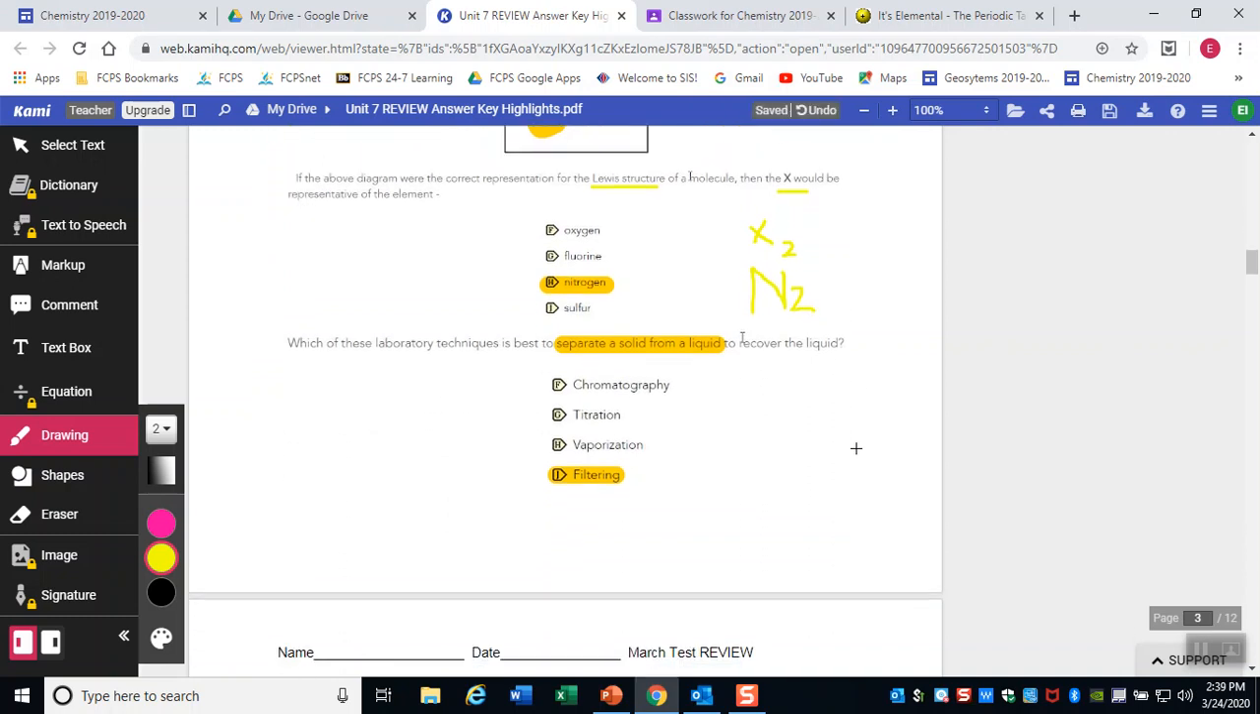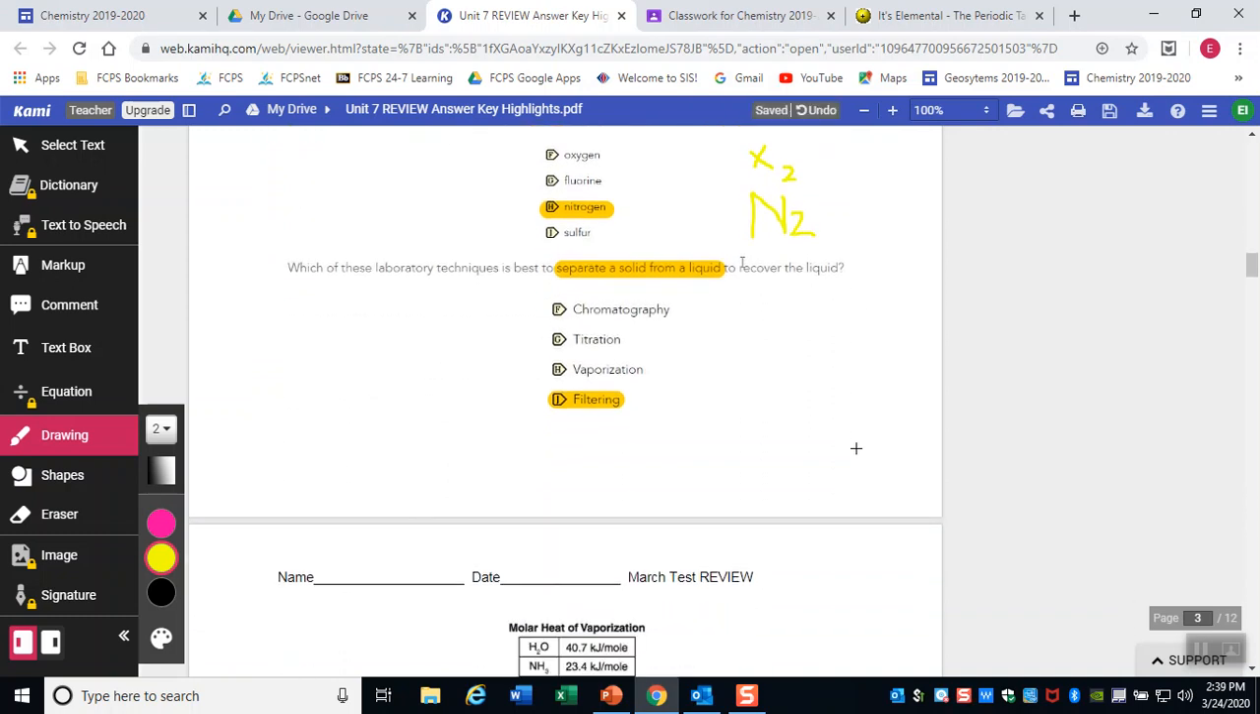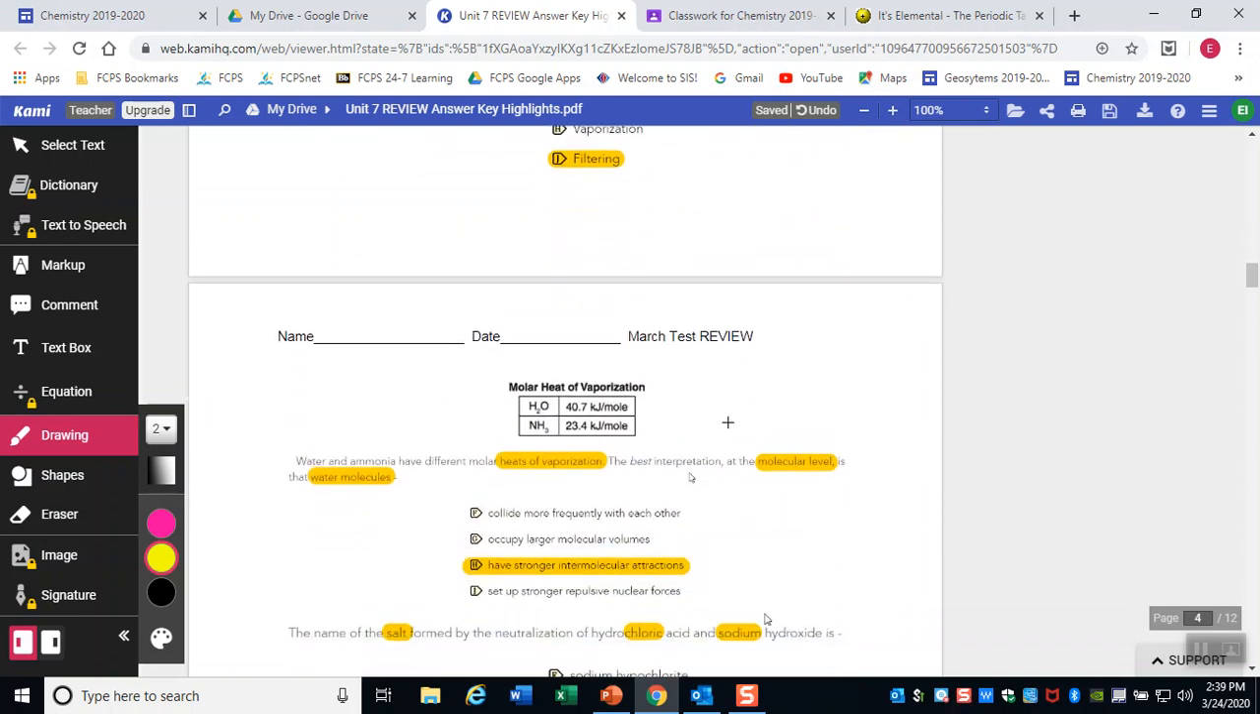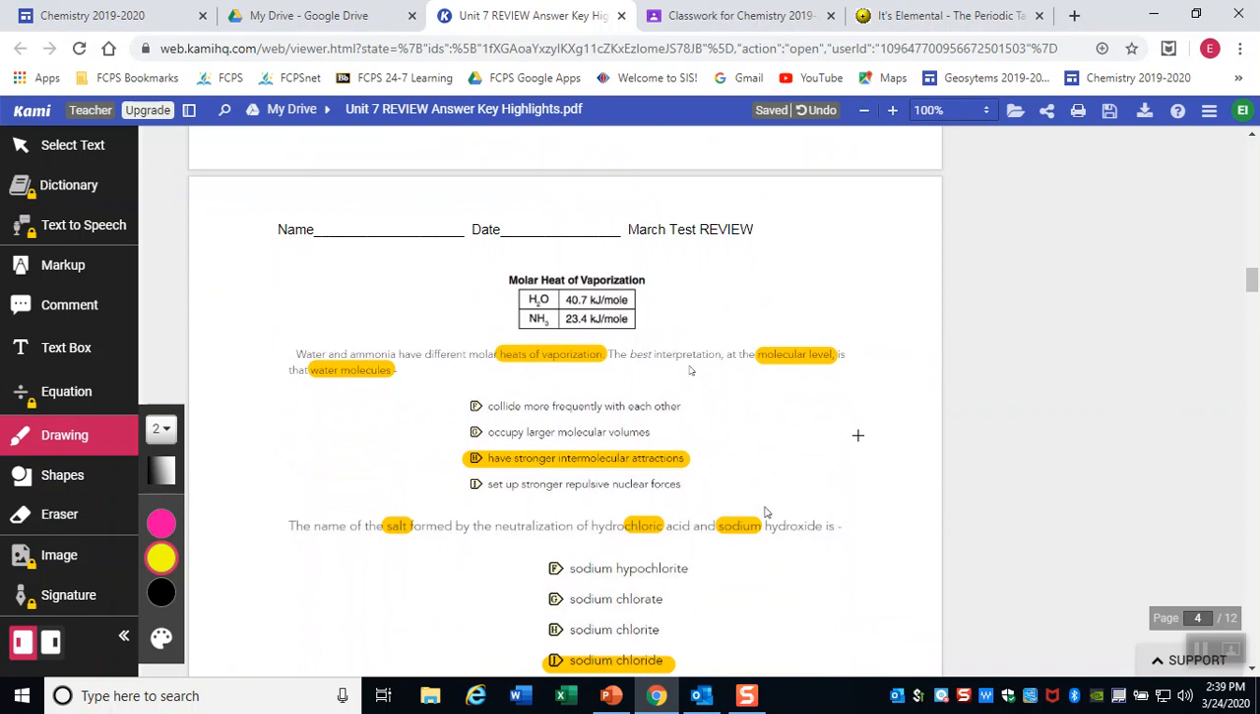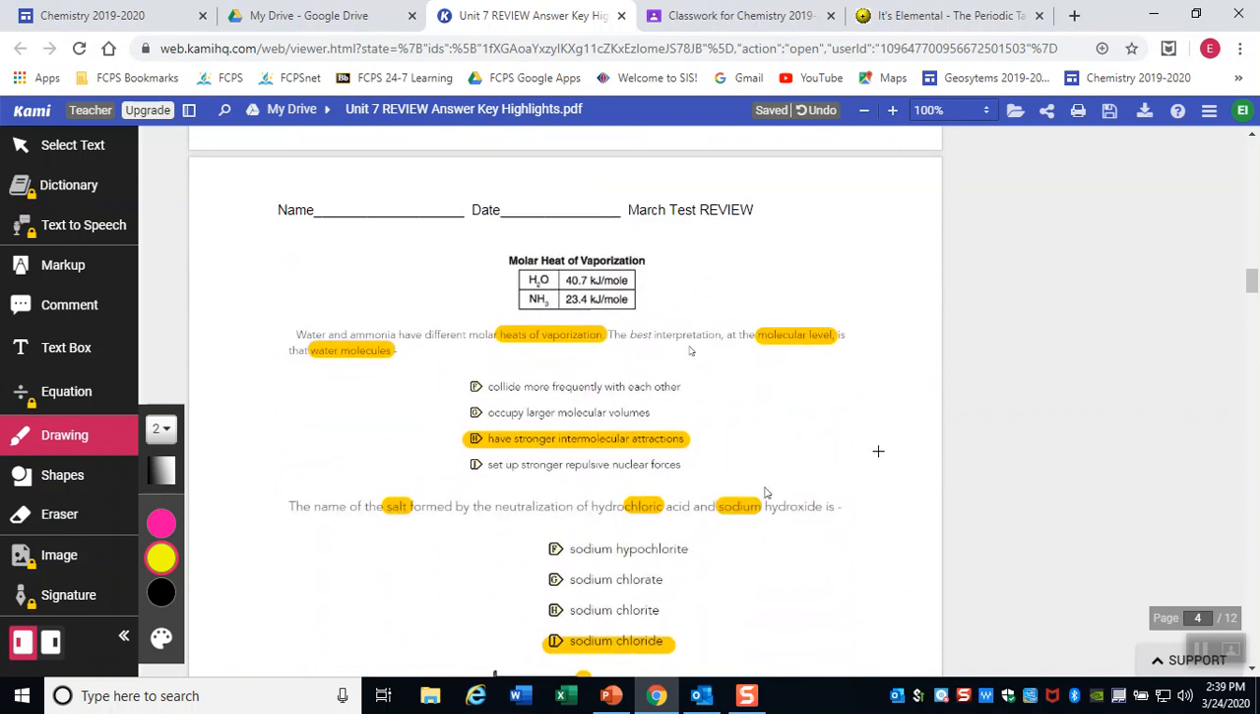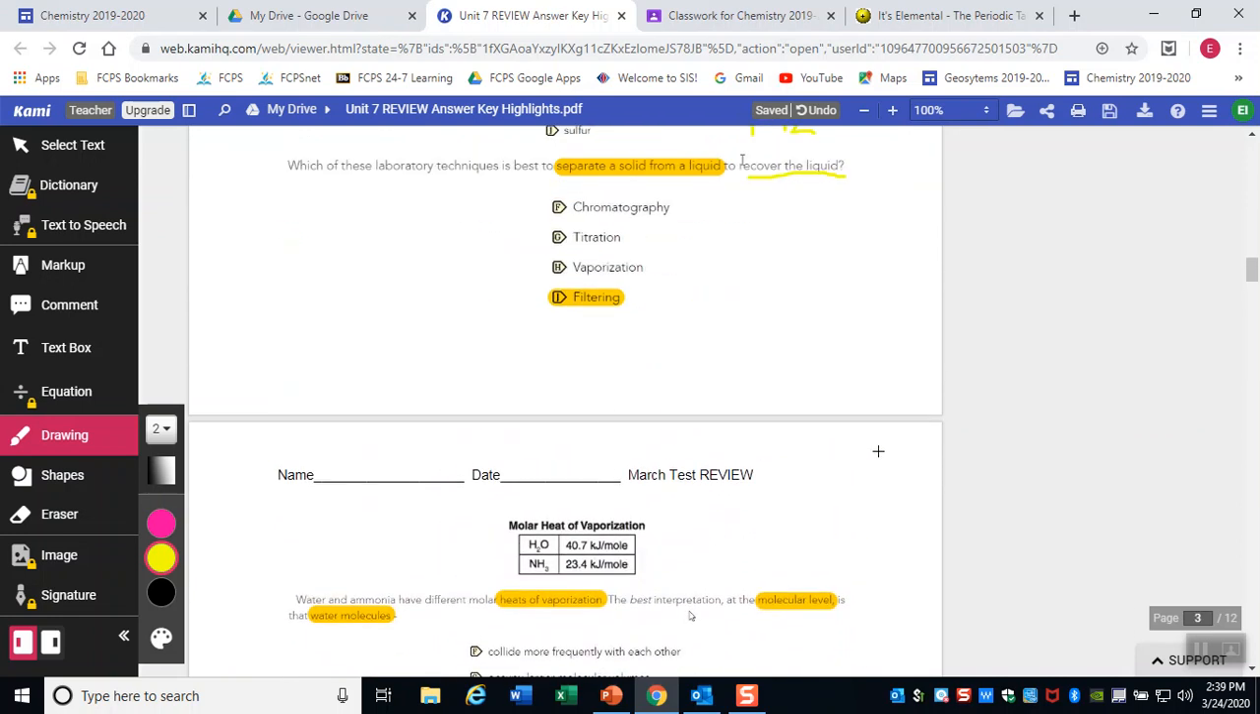nitrogen. All right, which of these laboratory techniques are best to separate a solid from a liquid? Well, that's how you would filter it. That's what we do, and you're recovering the liquid. It's like when you're making coffee. You pour the liquid into the filter, and then what you're going to keep is the liquid. You use a filter for that. All these other things would get rid of the liquid.